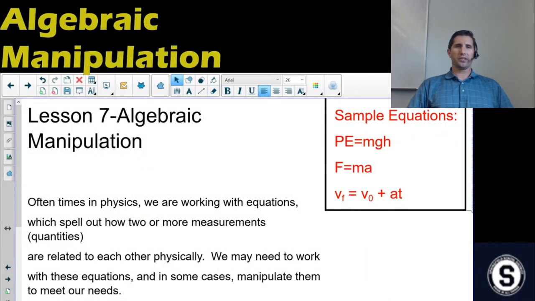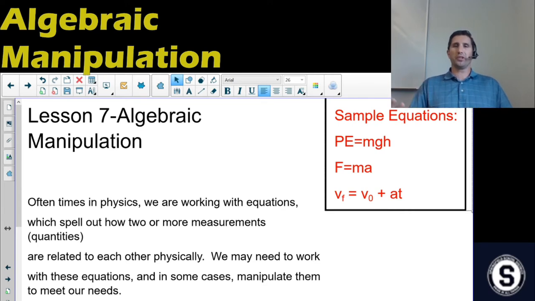So today our lesson is about algebraic manipulation, and many times in physics we're going to be working with equations. Those equations are used to spell out or define for us how two or more measurements, quantities, might be related to each other. So we need to work with them, and in some cases we need to manipulate them to meet our needs. What I mean by manipulate is to change them around in such a way that we have the variable that we're looking for by itself.